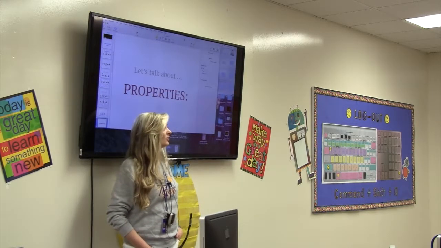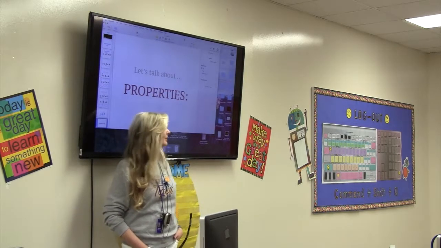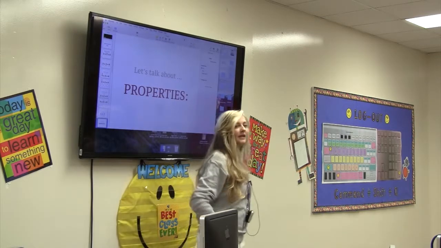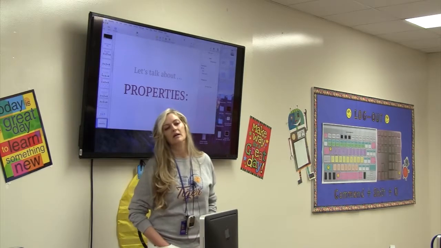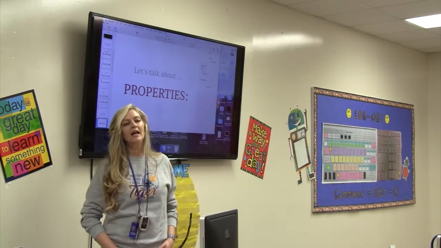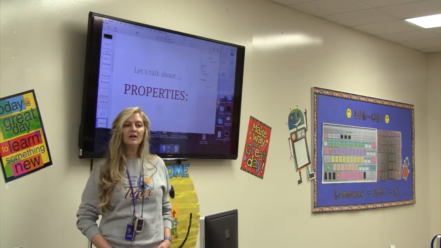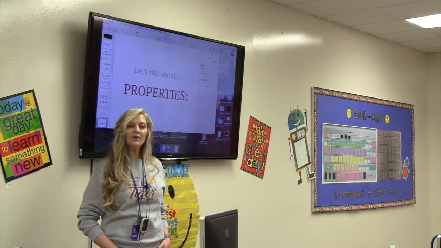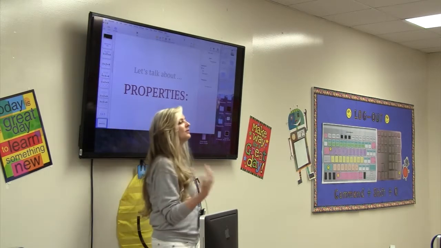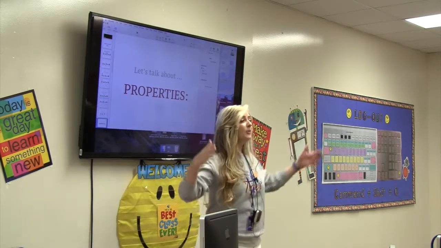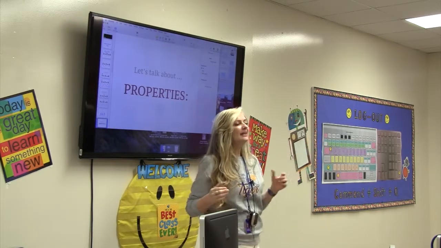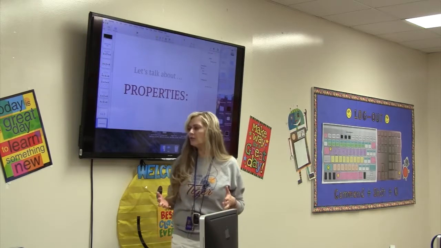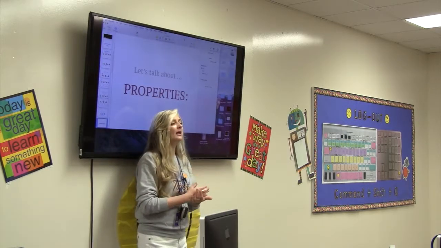Anybody have any idea what this word properties is referring to or what it means? What do you think, sweetheart? I think it means like the things that you can do with multiplication. Yes. Kind of like the laws. Very cool. Like the things that you can do inside multiplication. The parameters or the fenced areas or the rules, how it can be easier for you, what you can depend upon, things that happen.